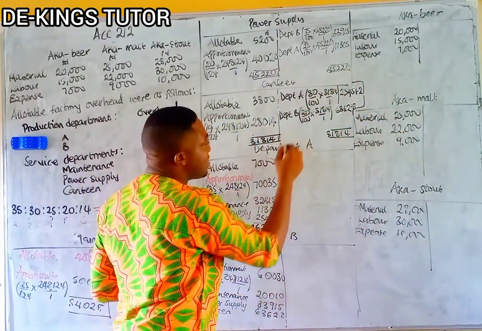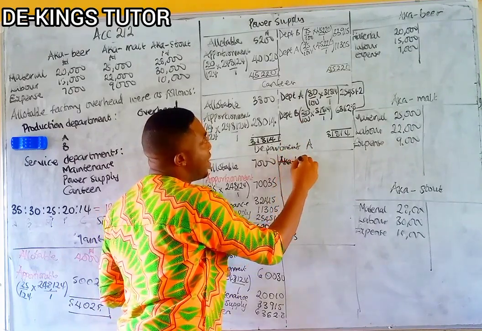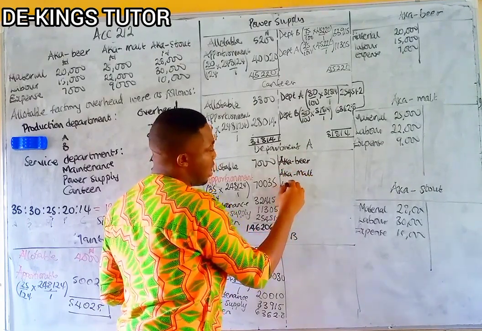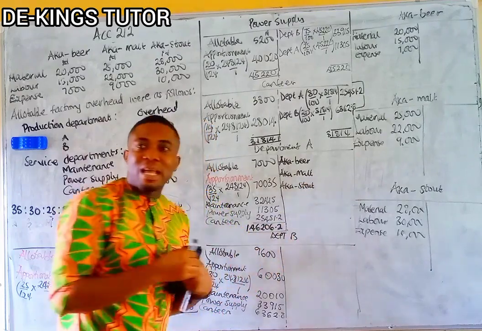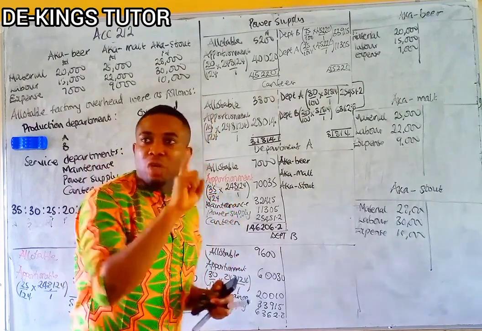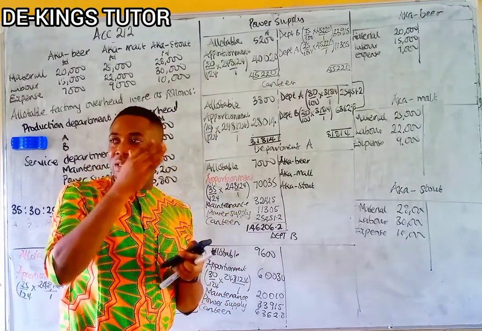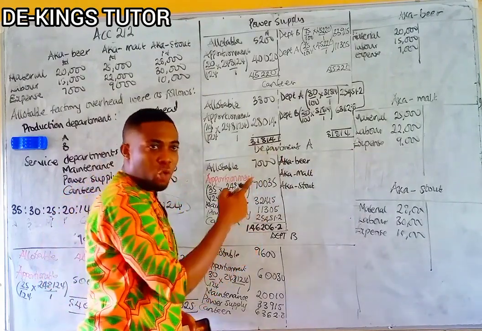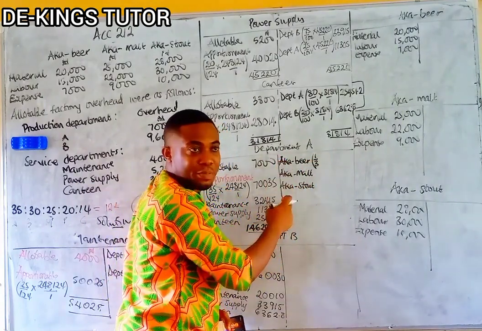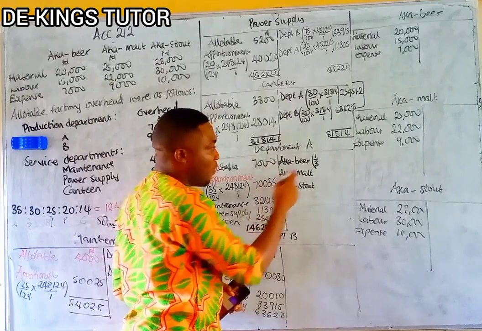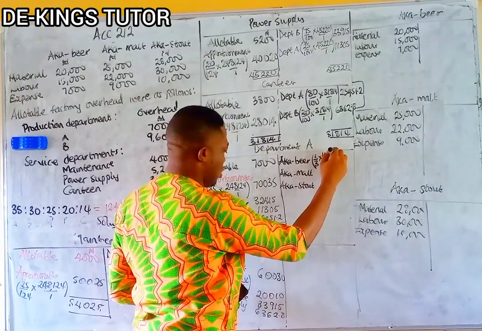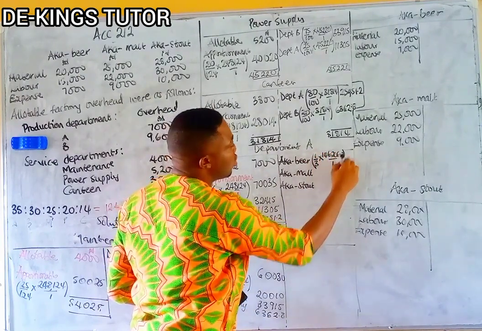So it is now beer, malt, and stout. Now they said the three pass through Department A, and the time they spent is the same. So if they are the same, it means they spent equal time there. So we are going to share this cost equally. Now how do we do that? Now this becomes 1/3. Since there are three products, we're sharing equally. That's 1/3 of each of these. So 1/3 times 146206.2. What do we have?